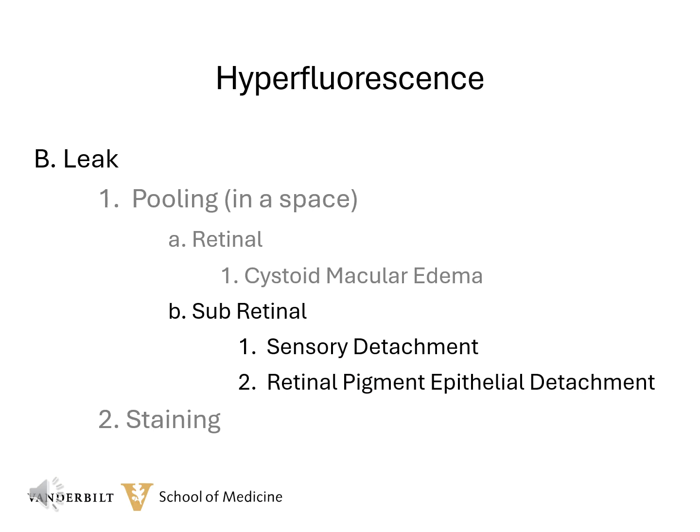Pooling of the fluorescein dye can also occur in the subneurosensory layer or in the sub-RPE space. Serous detachments can be secondary to central serous choroidopathy or other inflammatory or exudative conditions, and this can be either from inflammation or from tumors. Pooling in the subretinal space comes from a subgroup of age-related macular degeneration called retinal pigment epithelial detachment.